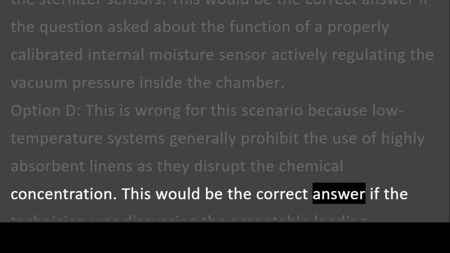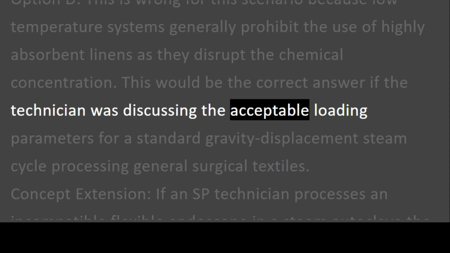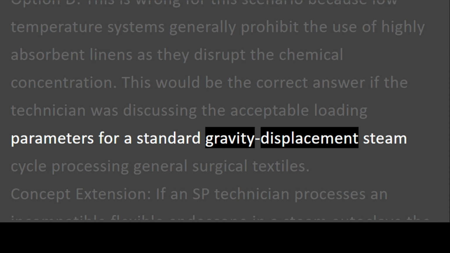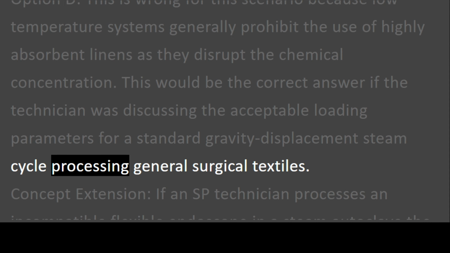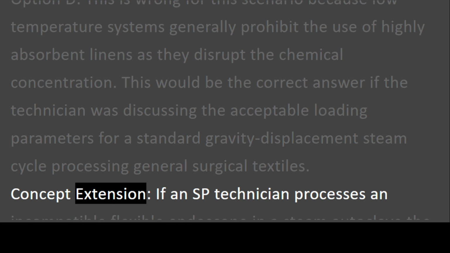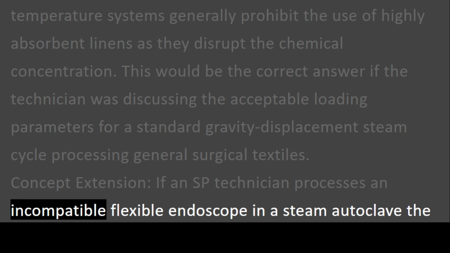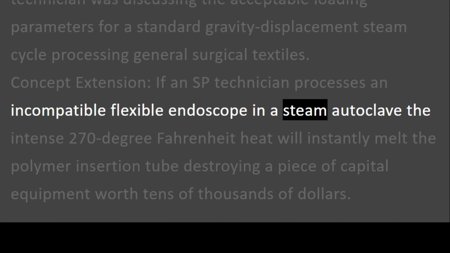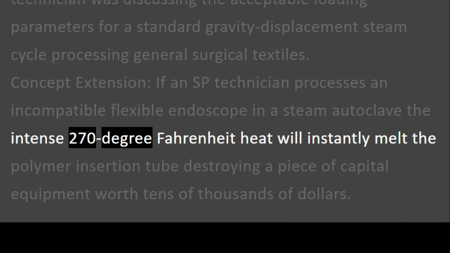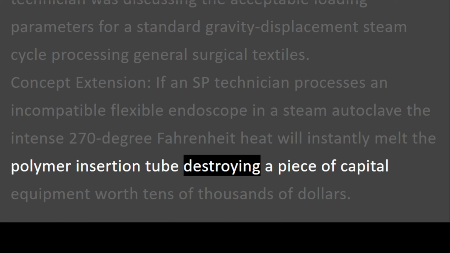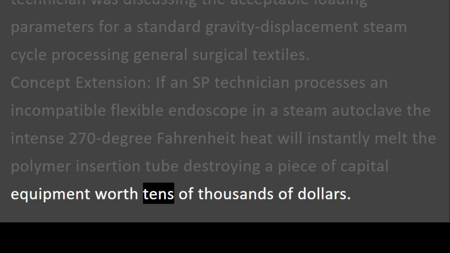This would be the correct answer if the technician was discussing the acceptable loading parameters for a standard gravity displacement steam cycle processing general surgical textiles. Concept extension. If an SP technician processes an incompatible flexible endoscope in a steam autoclave, the intense 270 Fahrenheit heat will instantly melt the polymer insertion tube, destroying a piece of capital equipment worth tens of thousands of dollars.